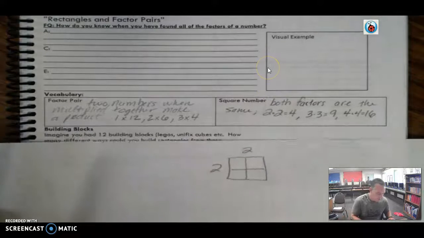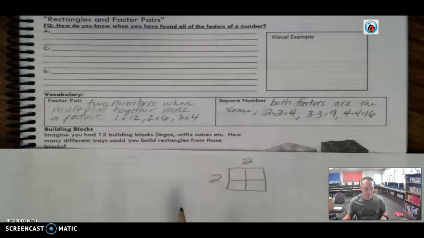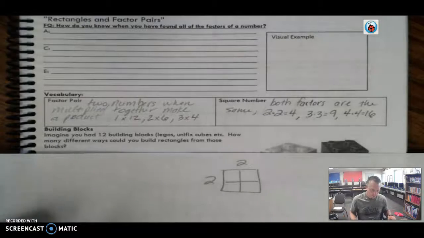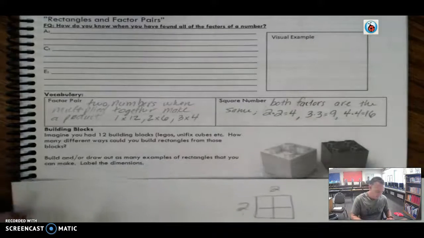Okay, so first question is, imagine you have 12 building blocks, Legos, Unifix cubes, whatever, but they're blocks that are going to be squares that you're going to build. You may have used these in kinder. How many different ways could you build rectangles? Well, you might be able to build tall rectangles that stand really tall and ones that lay kind of flat, maybe more rectangular blocks, right? So we're going to draw as many examples as we can.